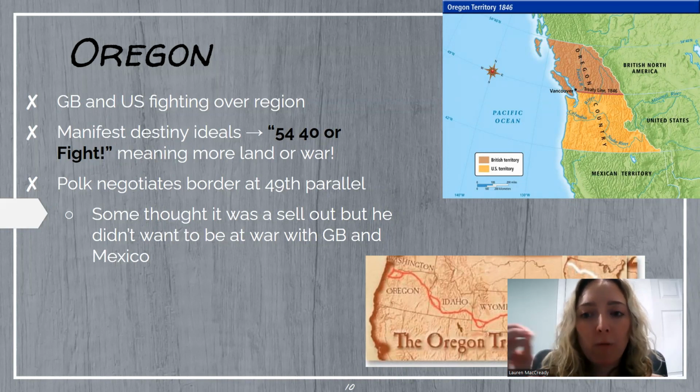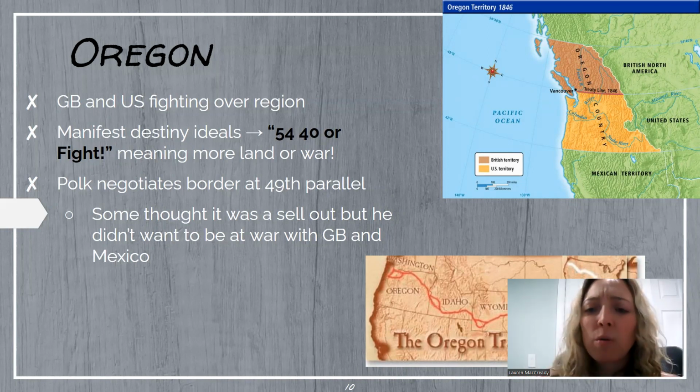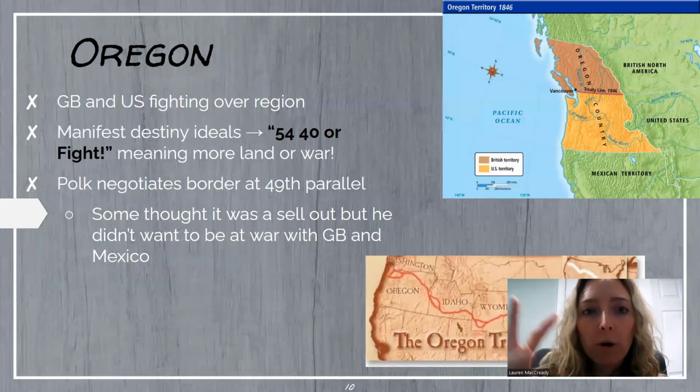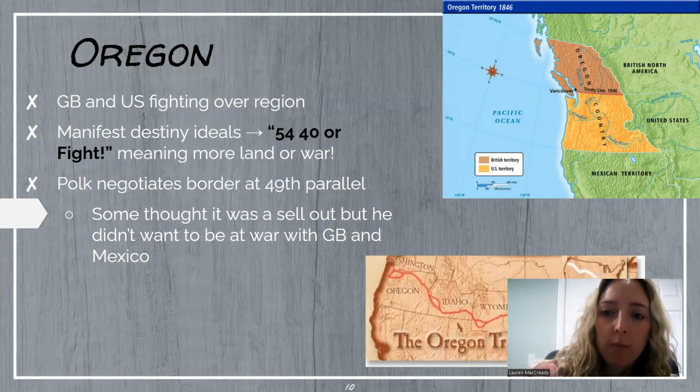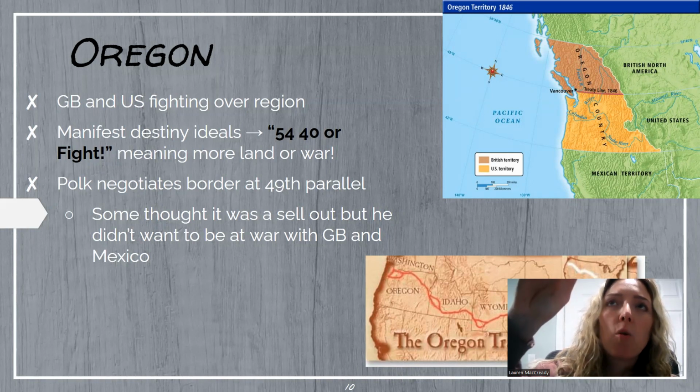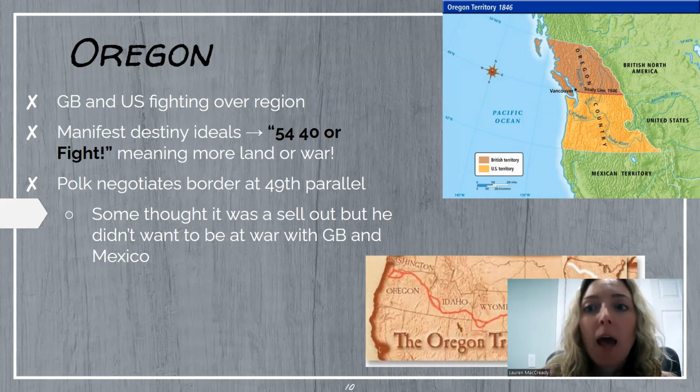And I'll tell you why I want to talk about this one over all the other little border disputes. Why Oregon? So what's happening in Oregon is that Great Britain owns British Canada right now. And so we are trying to discern what is going to be the northern border of the United States between us and Canada.